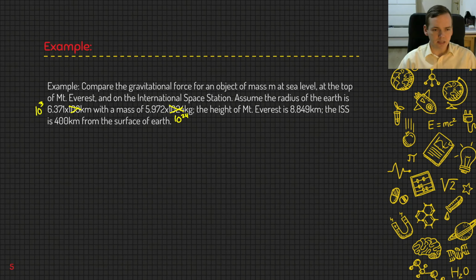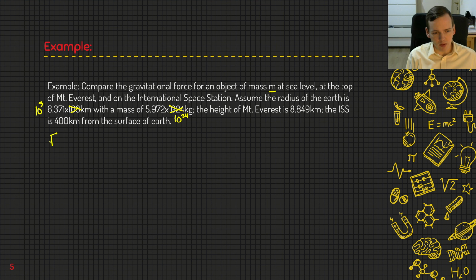All right, let's look at this example to see how these things play out. It says compare the gravitational force for an object of mass m at sea level, the top of Mount Everest, and on the International Space Station. Assume the radius of the Earth is 6.371 times 10 to the third kilometers, with a mass of 5.972 times 10 to the 24th kilograms. The height of Mount Everest is 8.849 kilometers, and the ISS is 400 kilometers from the surface of the Earth.